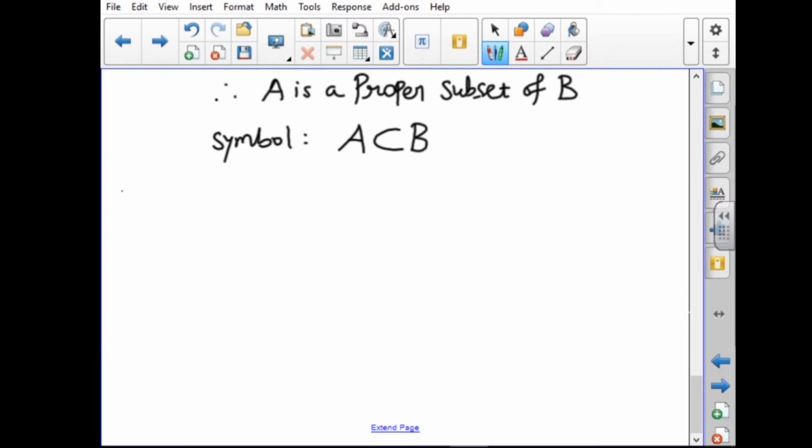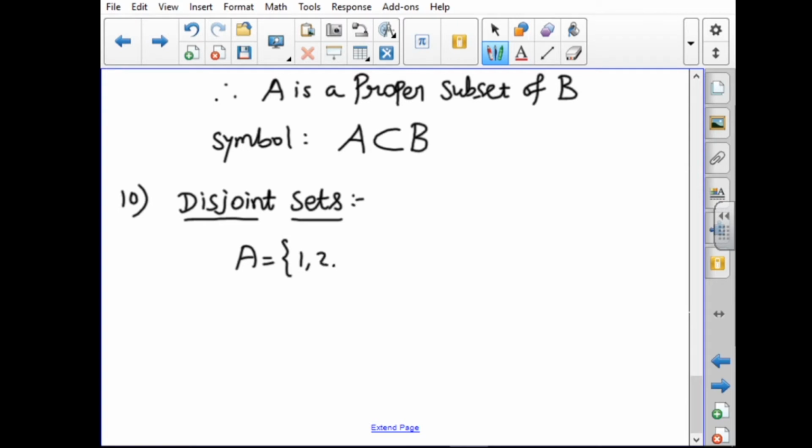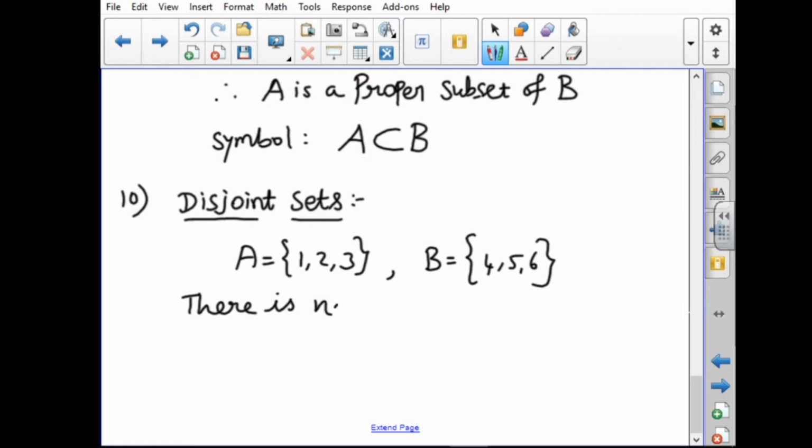Then the 10th one, disjoint sets. Disjoint set means the two sets do not have any common elements. That means the intersection part. For example, A is equal to {1, 2, 3} and B is {4, 5, 6}. There are no common elements.